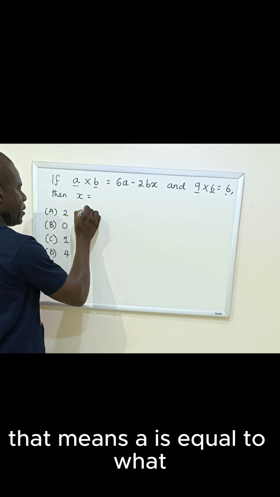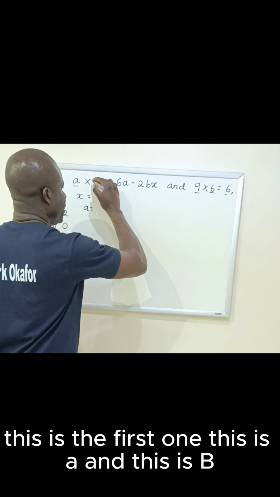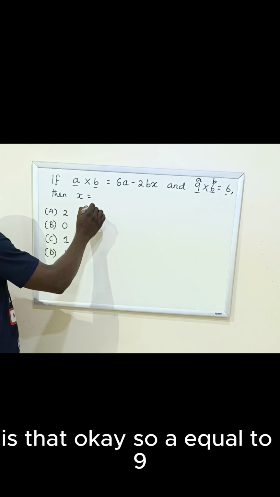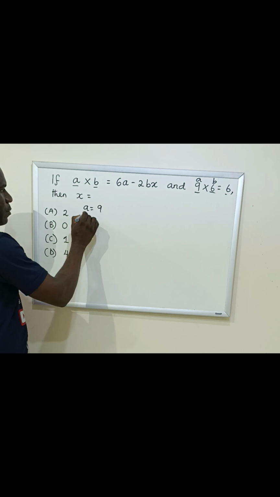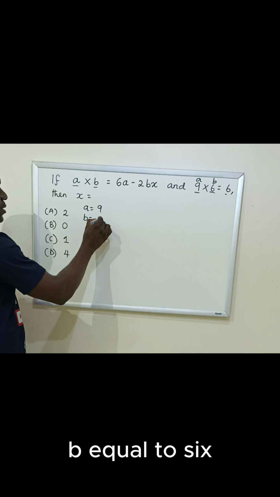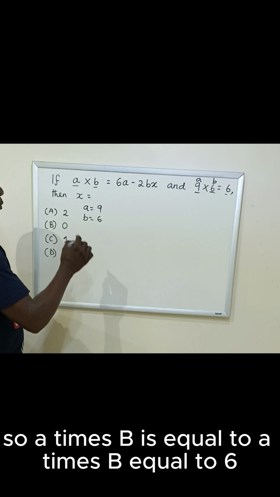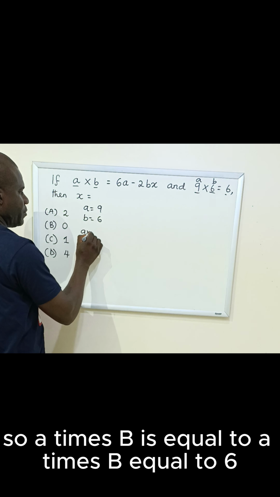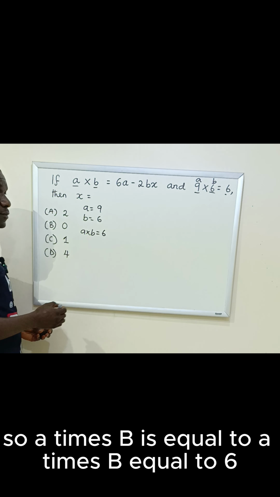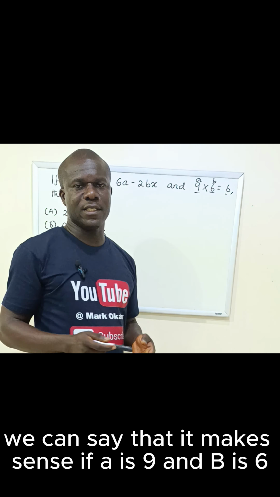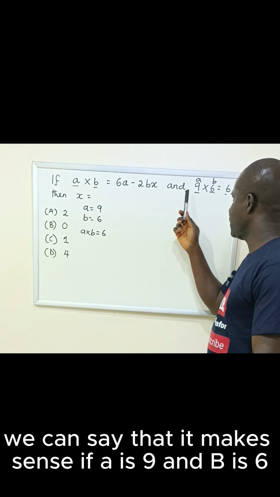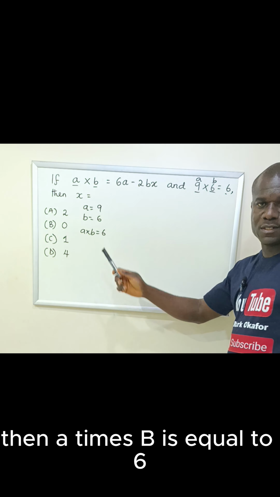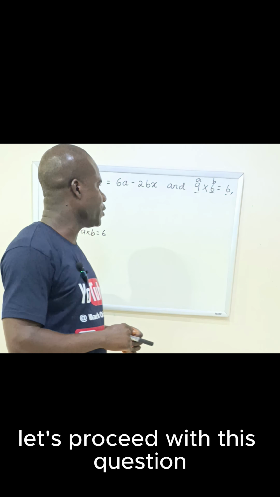That means A is equal to what? This is the first one, this is A, and this is B. Is that okay? So A equal to 9, B equal to 6. So A times B is equal to 6. All right, we can say that it makes sense. If A is 9 and B is 6, then A times B is equal to 6. Let's proceed with this question.